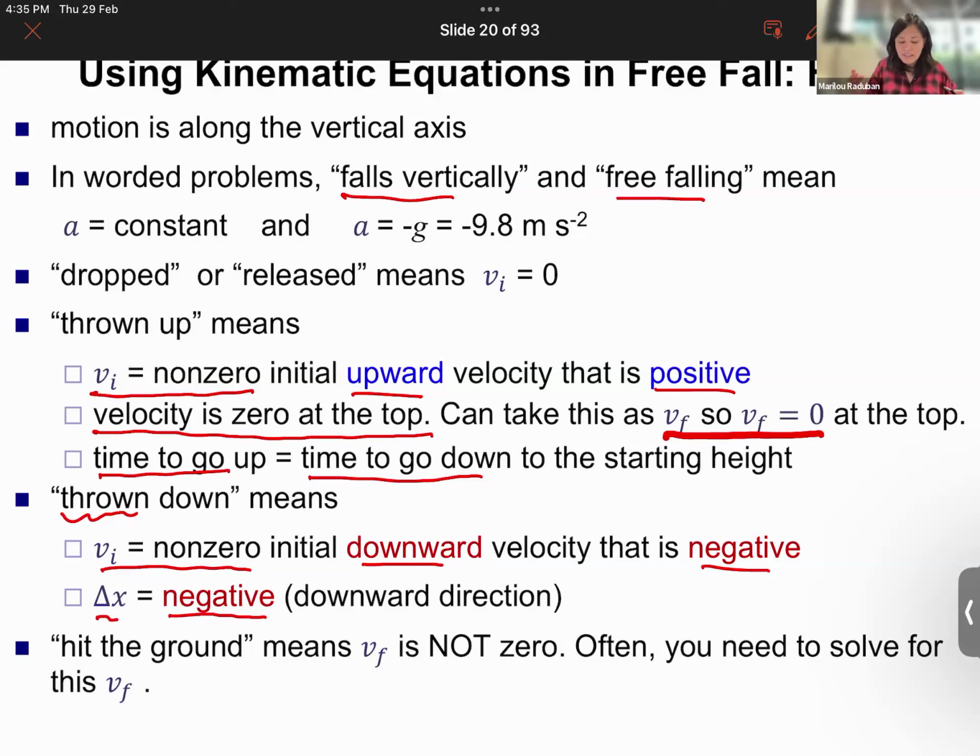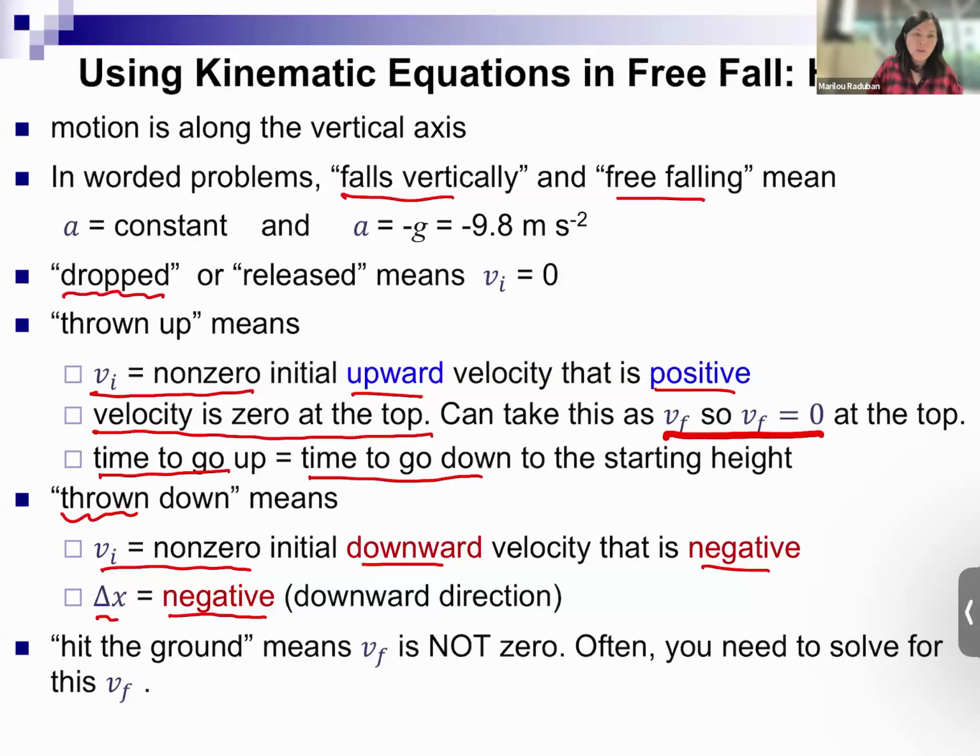Just a distinction here: if we say thrown downwards, it means non-zero initial velocity. It's different when the object is dropped. When the object is dropped, it's essentially released, and that's when initial velocity is zero. So a little bit of care about vocabulary can be useful in this case.